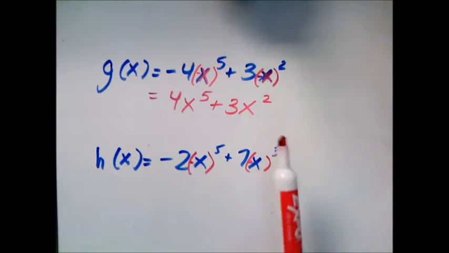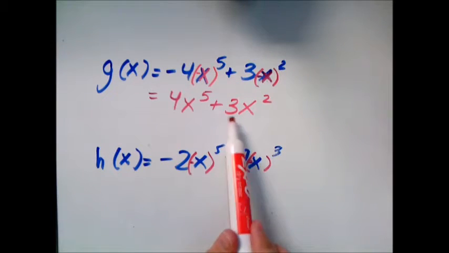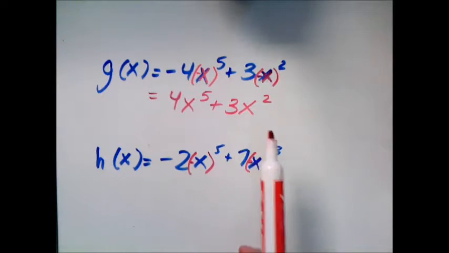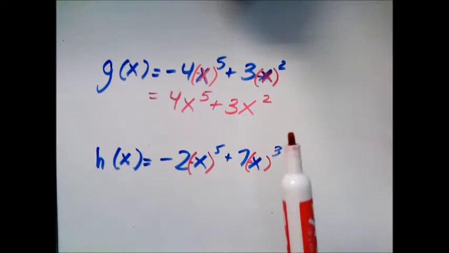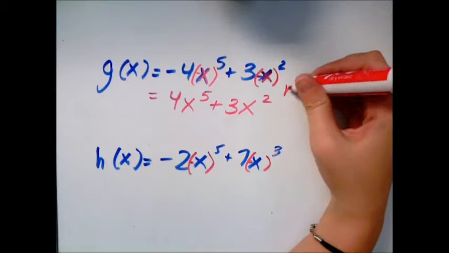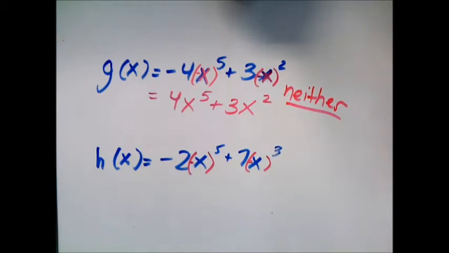And it's also not odd, because I don't have just the negative. This one switched signs, but this one stayed the same. And so you can kind of tell if you do a few of them, the pattern of it. Notice how there's one odd term and one even term. So this one's going to be a neither. It doesn't quite work for either of those rules.